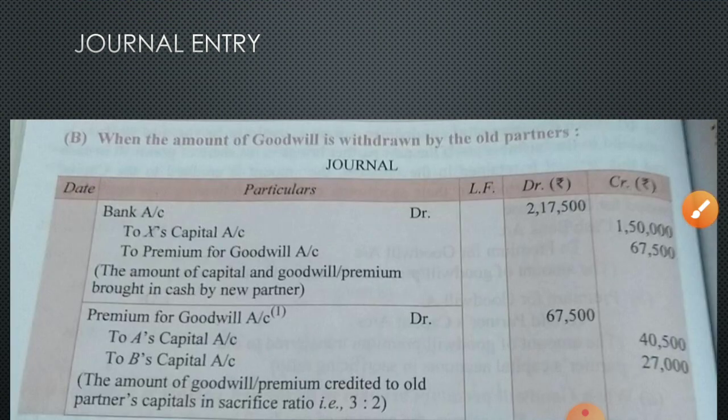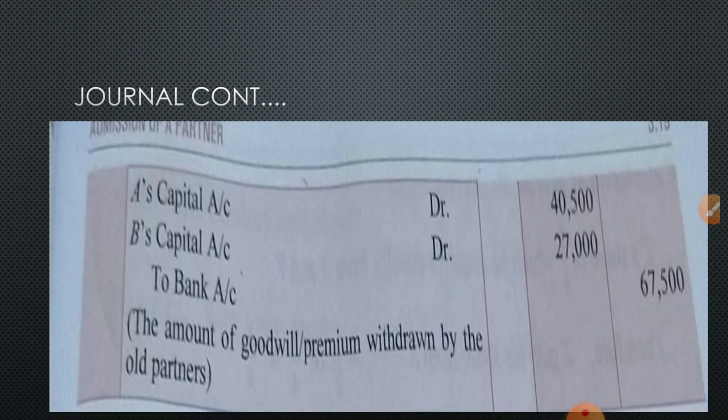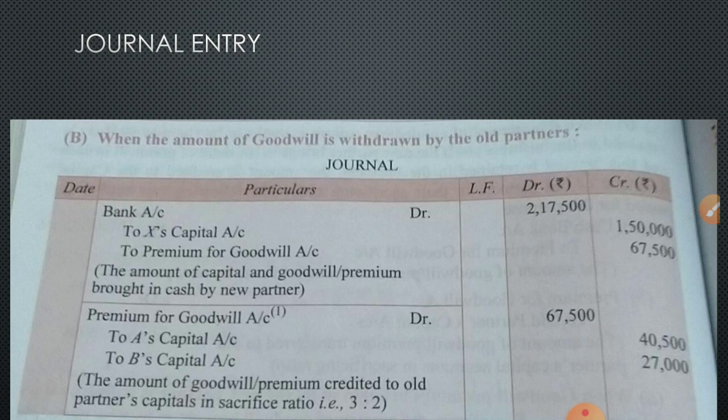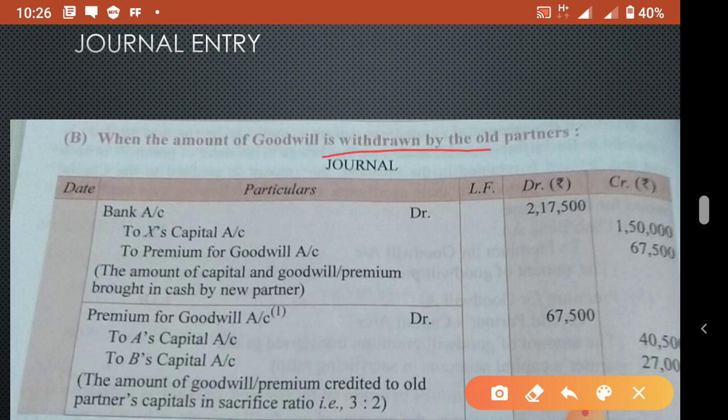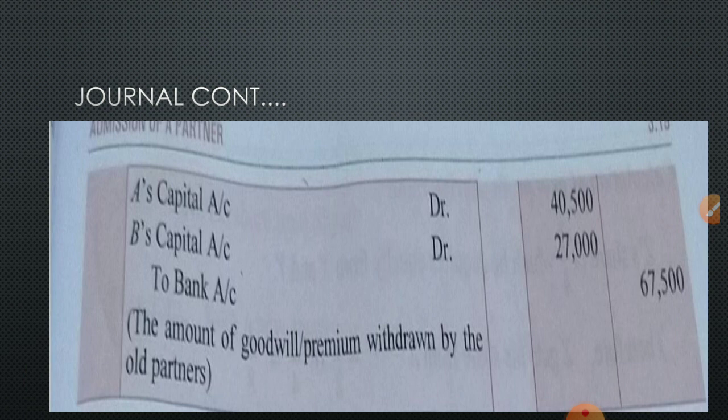Now second case, when goodwill is withdrawn by the old partners. When they withdraw, what is the journal entry? The first entry is the same: Bank account debit to X's capital, premium for goodwill. You have to write the same entries again. Then we have to distribute among the partners: Premium for goodwill account debit to A's capital, to B's capital. Then in addition to this, one more entry will be passed, that is, they are withdrawing. They are taking away the amount.